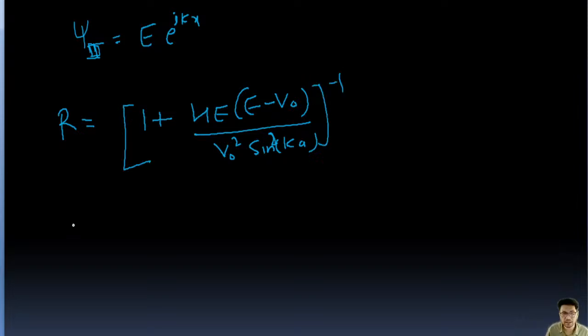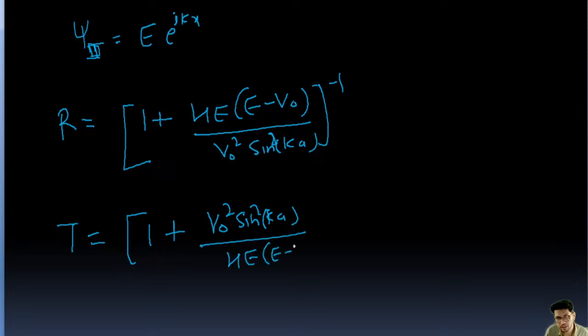And the transmission coefficient is going to be 1 plus, we'll just exchange the position of numerator and denominator from here. So this is going to be [1 + V0² sin²(ka)/(4E(E − V0))]⁻¹. So this is the reflection coefficient and transmission coefficient when E is greater than or equal to V0.